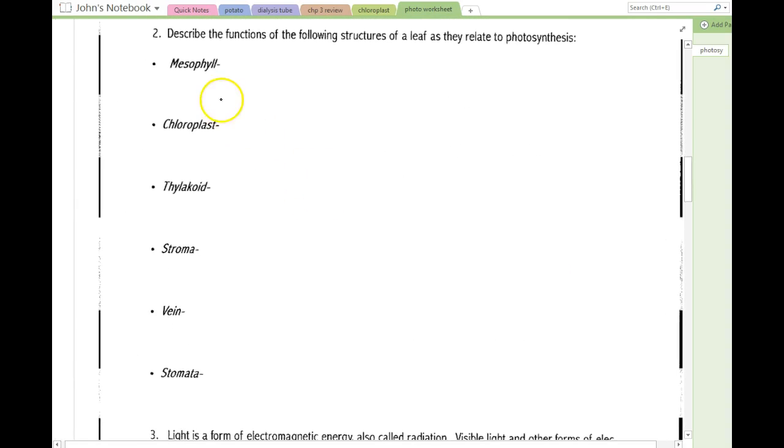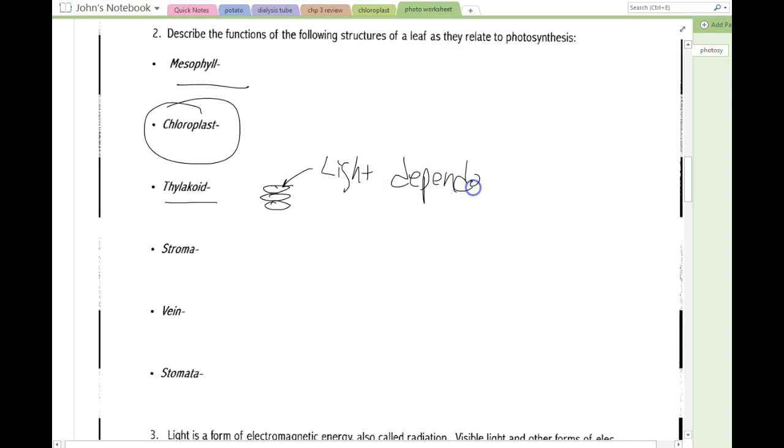Okay, so I'm just going to say this so I don't have to write this. The mesophyll is the middle layer of the leaf where photosynthesis occurs. Chloroplast is the organelle where photosynthesis takes place within a plant cell. Thylakoids are the flattened, membranous stacks where the light-dependent reactions take place.